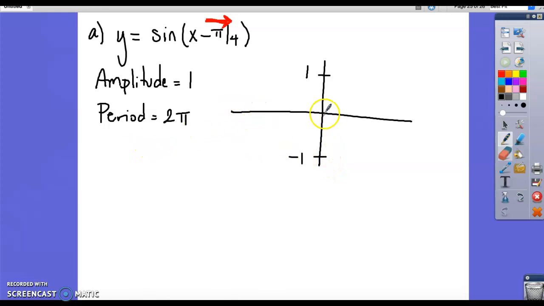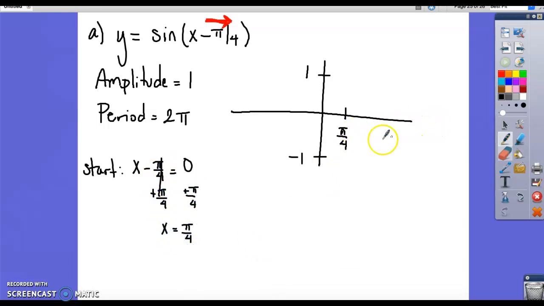Okay, however, instead of starting at 0, we're shifting pi over 4 units to the right. So that means that our graph would then start at pi over 4. And if you want to figure that out algebraically, you can take what's inside the parentheses, your phase shift, and solve this algebraically. And that gives me my starting point.